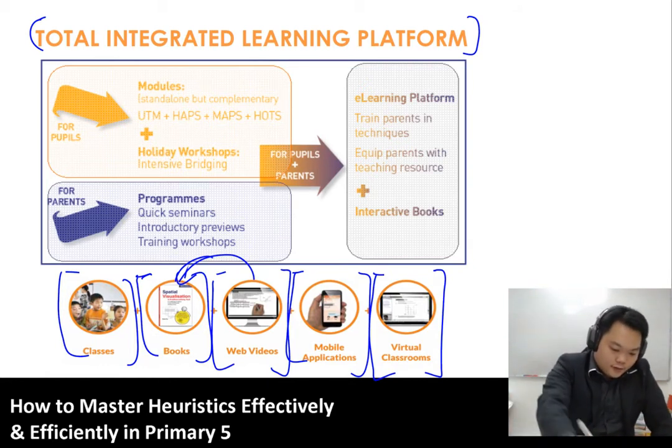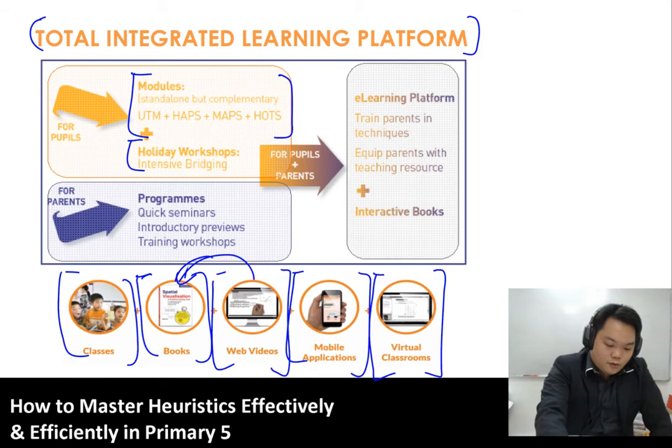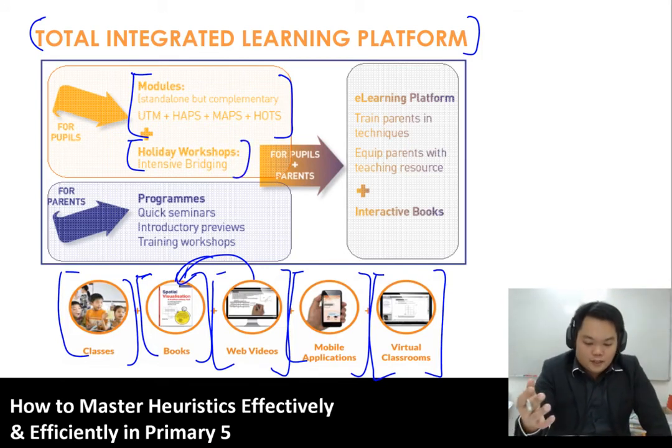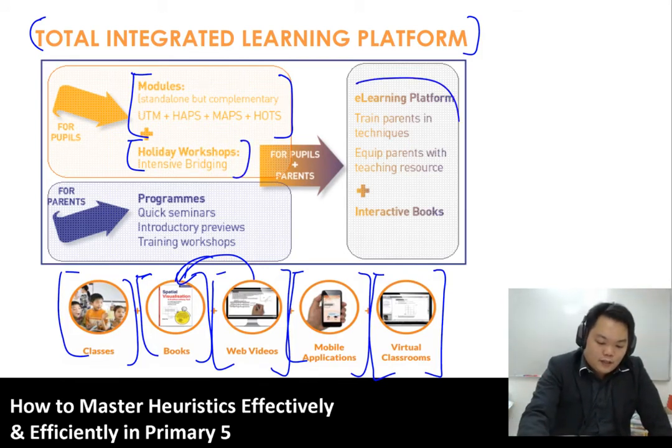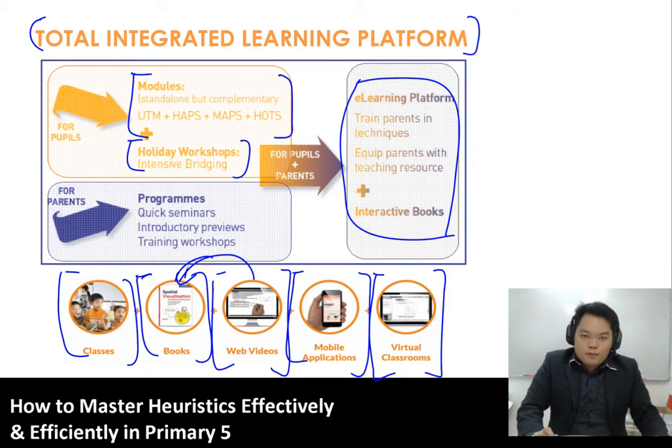And for this, we have the modules, which I'll elaborate further, and holiday workshops, which are coming up soon, and an e-learning platform that trains parents in techniques and equips you with the training resources. As much as we want to see your children 24/7, we cannot do that. So this is the best alternative that we can think of.